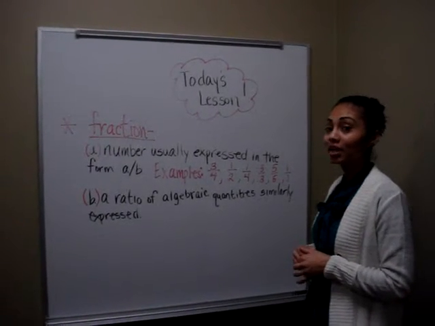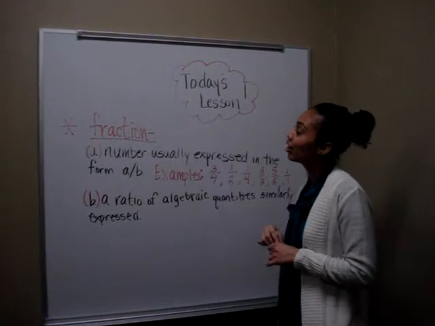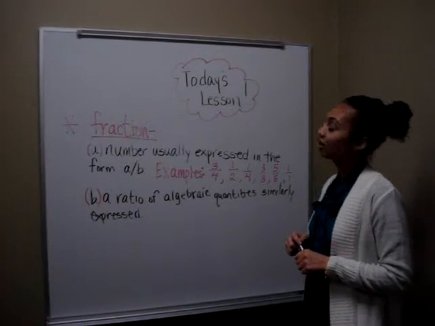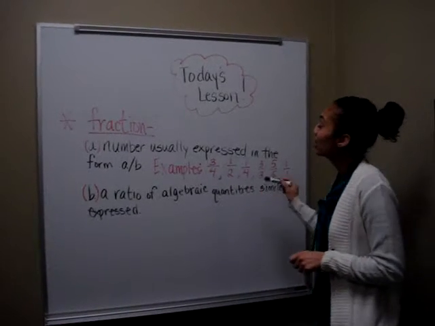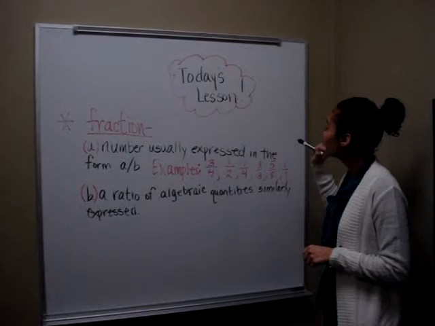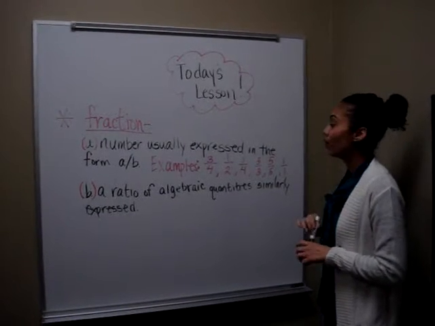Now we've studied a little bit about fractions before, but we're going to review. Now fraction, there are two definitions. One is it is a number usually expressed in the form of a/b. I've listed some examples. Here we have 3/4, 1/2, 1/4, 3/3, 5/5, and 1/1.